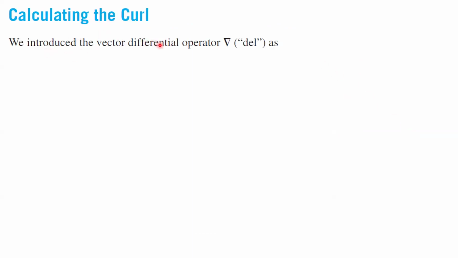We introduce the vector differential operator del or nabla. Nabla is basically the partial derivative with respect to x in the direction of x-axis plus partial derivative with respect to y in the direction of y-axis plus partial derivative with respect to z in the direction of z-axis. You can switch this around. You can write it as partial derivative with respect to x times i plus partial derivative with respect to y times j plus partial derivative with respect to z times k.